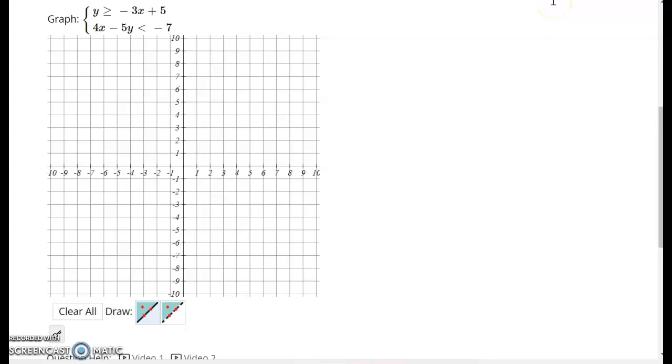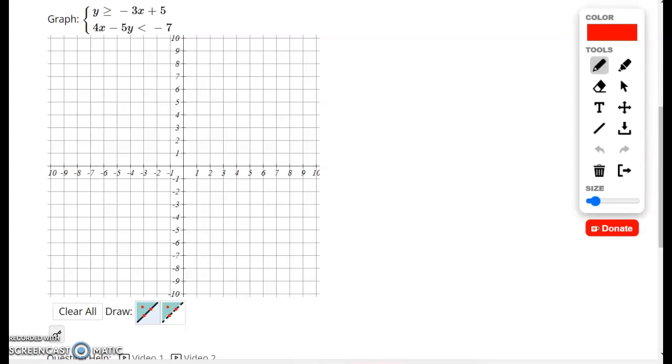So what we're going to do is put both equations in slope-intercept form. The first one is already in slope-intercept form. It's solved for y, so we need to do that to the second one. So we have 4x minus 5y is less than -7. Okay, so let's go ahead and solve this for y. So we subtract 4x from both sides.